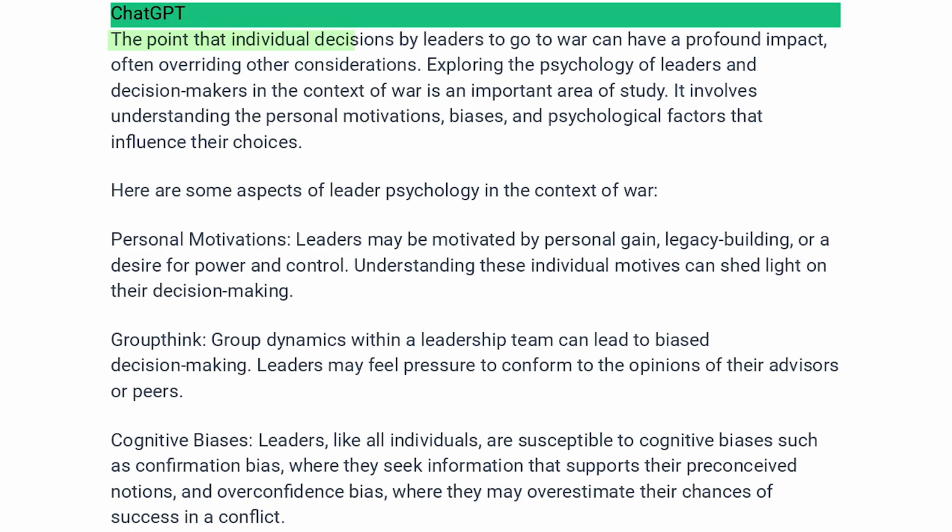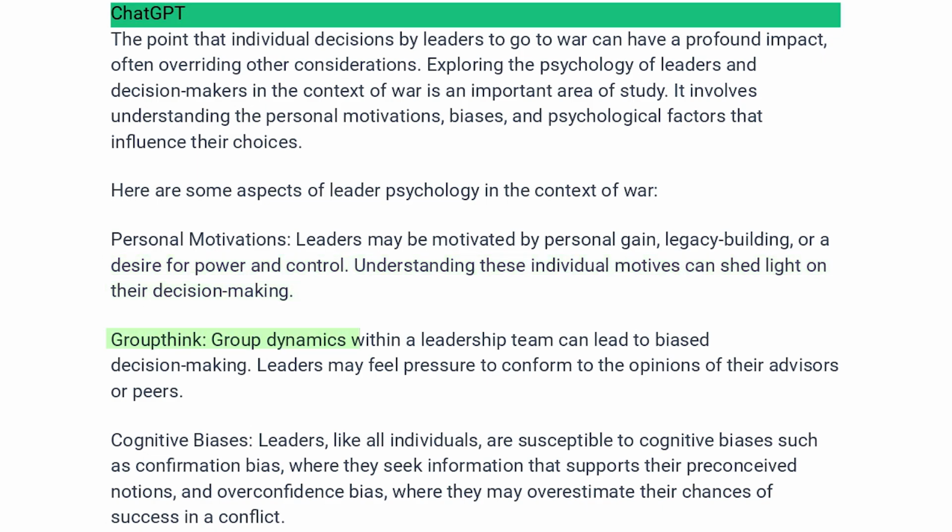The point that individual decisions by leaders to go to war can have a profound impact, often overriding other considerations. Exploring the psychology of leaders and decision-makers in the context of war is an important area of study. It involves understanding the personal motivations, biases, and psychological factors that influence their choices. Here are some aspects of leader psychology in the context of war. Personal motivations. Leaders may be motivated by personal gain, legacy building, or a desire for power and control. Understanding these individual motives can shed light on their decision-making.